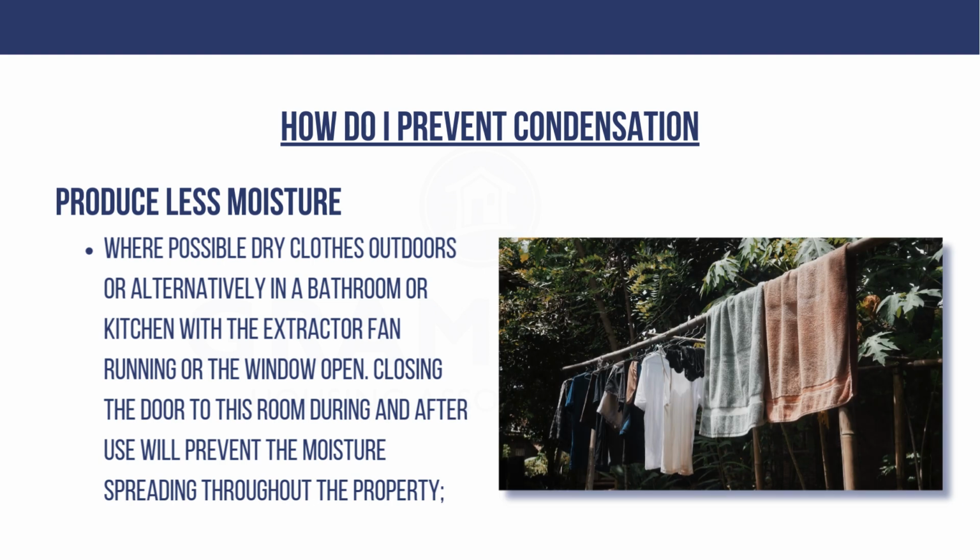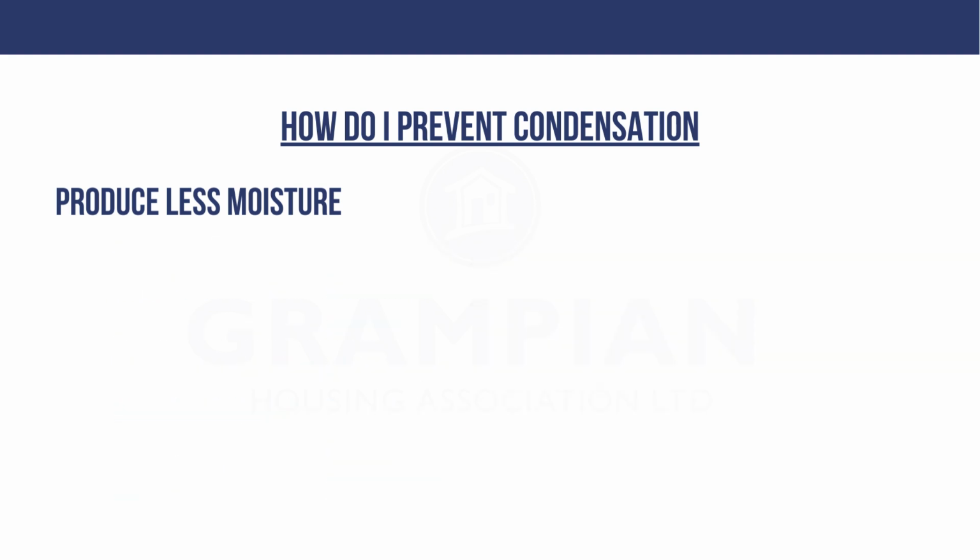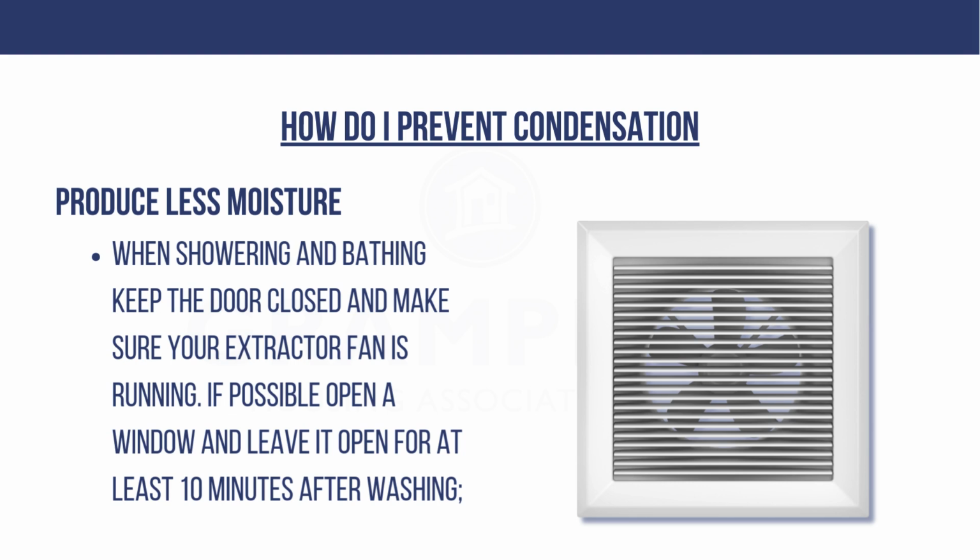Where possible, dry clothes outdoors or alternatively in a bathroom or kitchen with the extractor fan running or the window open. Closing the door to this room during and after use will prevent the moisture spreading throughout the property. When showering and bathing, keep the door closed and make sure your extractor fan is running. If possible, open a window and leave it open for at least 10 minutes after washing.